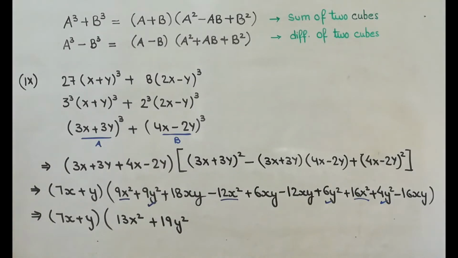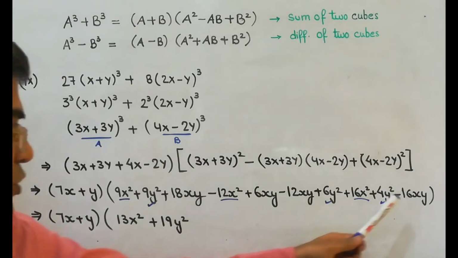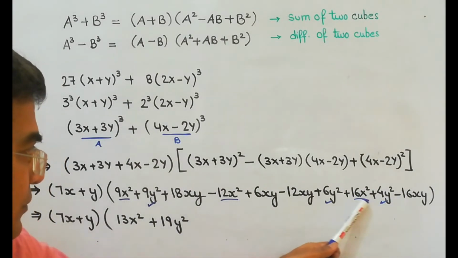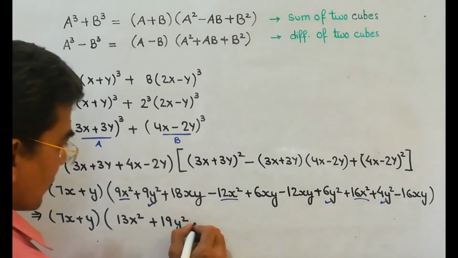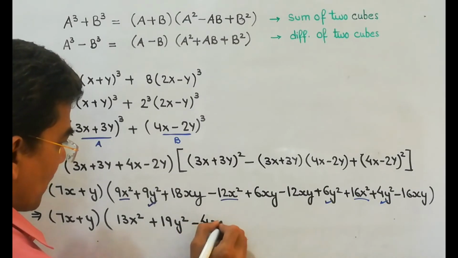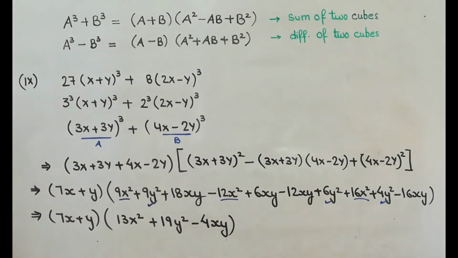And then we are left with the xy terms. So minus 16, minus 12, minus 28, plus 6, minus 22 and plus 18, so minus 4. So finally on solving it, you are getting this result. You can check how we have done it.